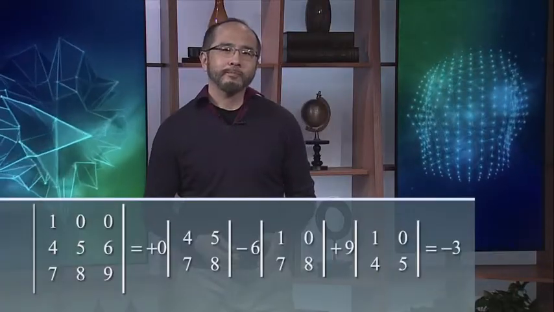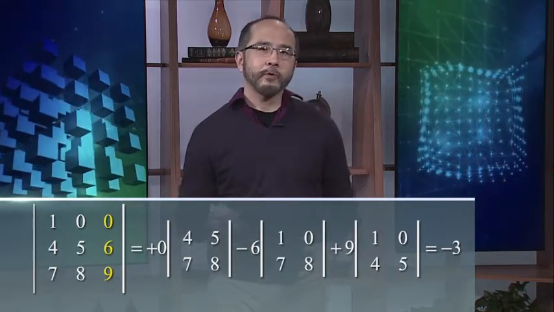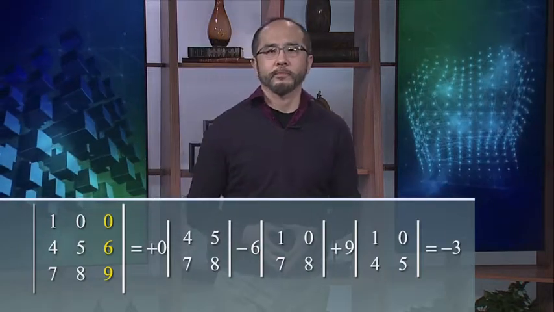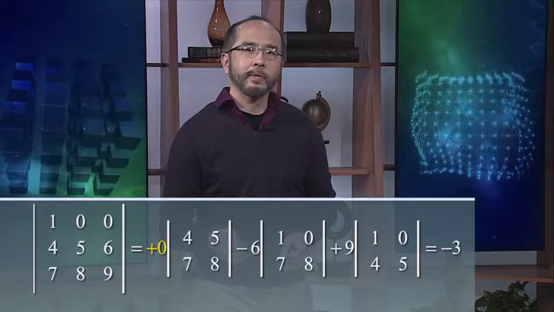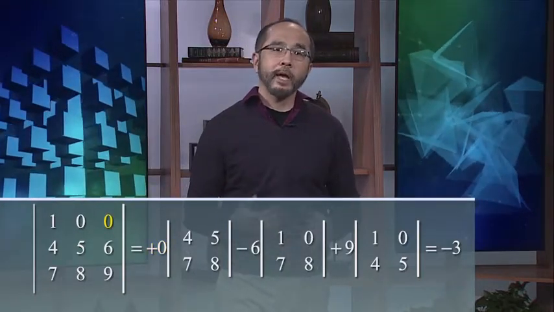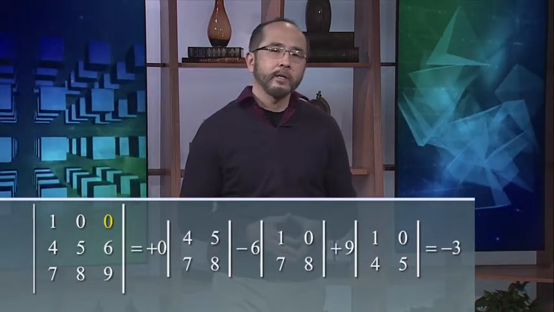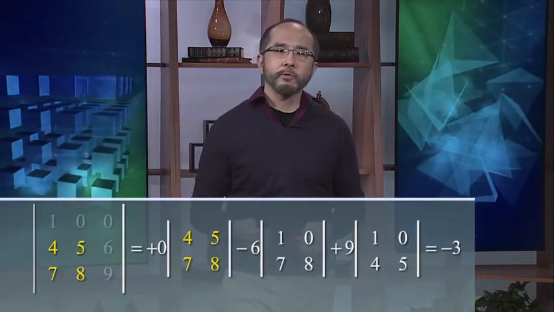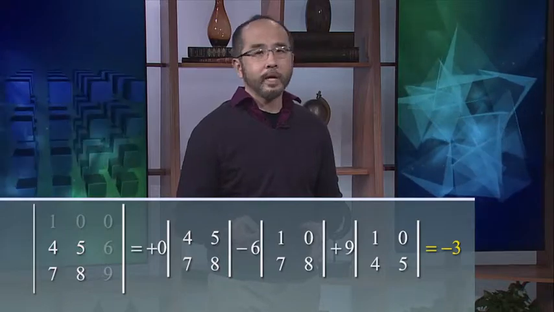For example, if I look at our example and choose the third column, 0, 6, 9, then I get 3 terms here. The alternating pattern starts with a plus because it starts in row 1, column 3. The sign there is -1 to the 1 plus 3, which is 1. And the submatrices are found, as before, by crossing out rows and columns of the corresponding entries. And again, we get -3.